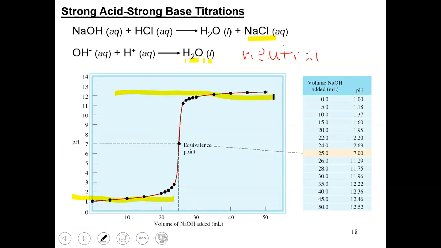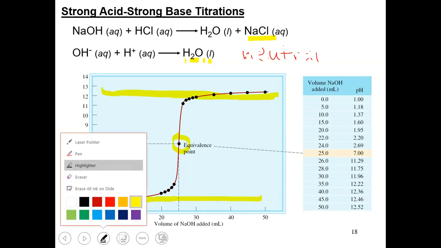So a couple of things about this. First of all, notice that the curve has a very, very steep rise right around the equivalence point. How do I know what the equivalence point is from this graph? Well, what I do is I draw a line in the bottom, and I draw a line in the top, and I ask, what is the midpoint of this?